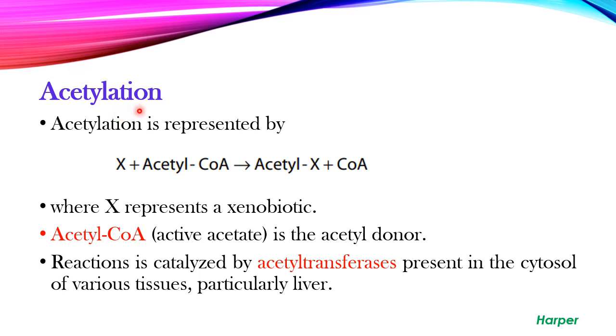Another important reaction of phase 2 is acetylation, which is simply the incorporation of an acetyl group into a xenobiotic. So this is the reaction. As you can see, your xenobiotic, which is represented by X, is going to bind with acetyl-CoA, and acetyl-X is the water-soluble metabolite or conjugate which we are going to get after this reaction, and coenzyme A leaves the reaction as a side product.